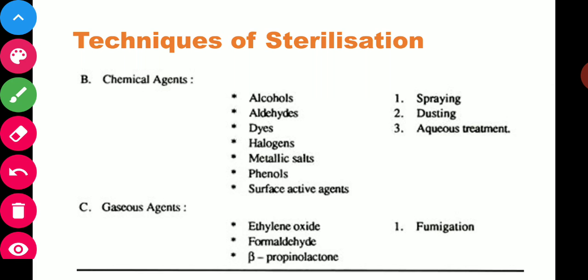The chemical agents are mainly alcohols, aldehydes, dyes, halogens, metallic salts, phenols, and surface active agents, which may be used by spraying, dusting, or giving aqueous treatments. The gaseous agents include ethylene oxide, formaldehyde, and beta propiolactone, which are used by fumigation.